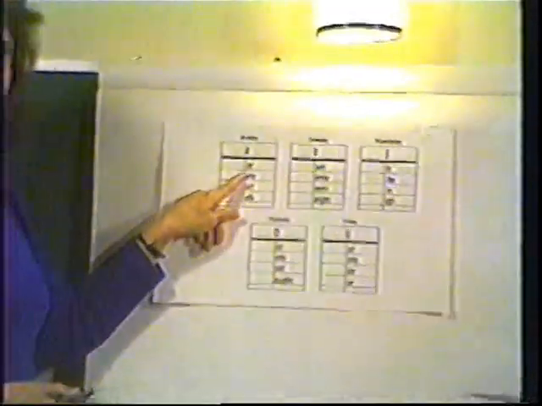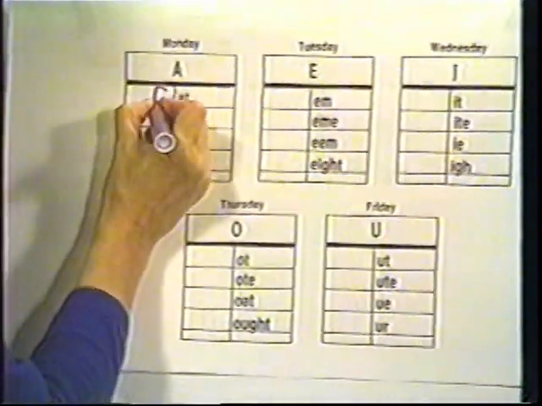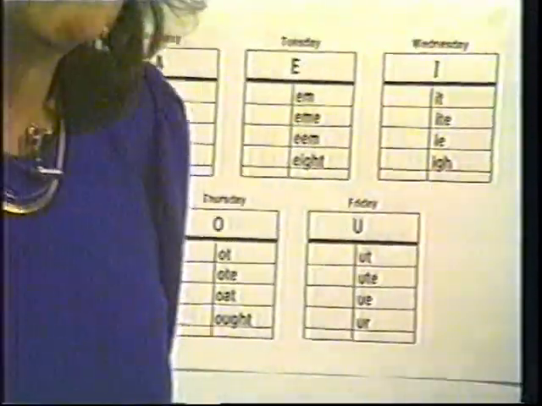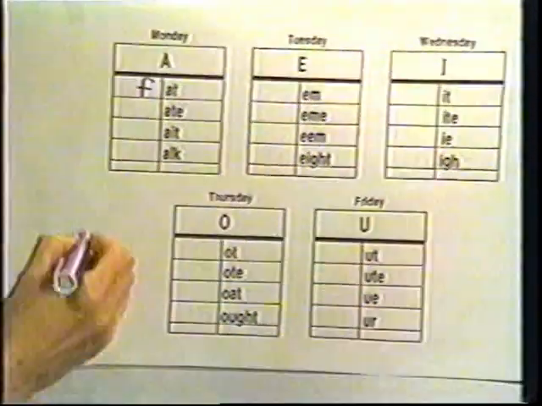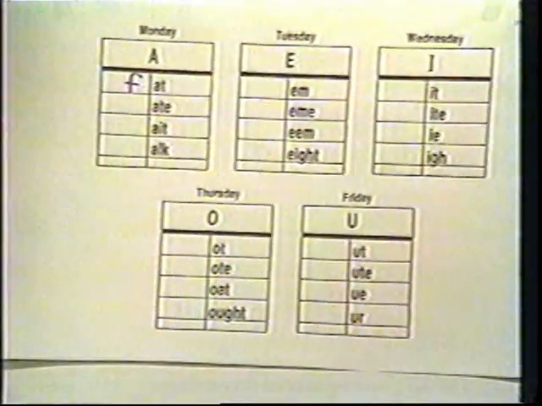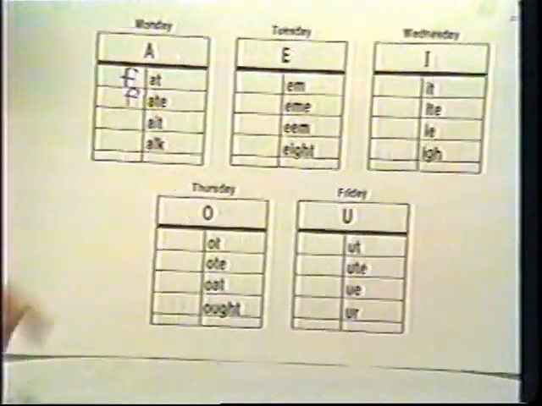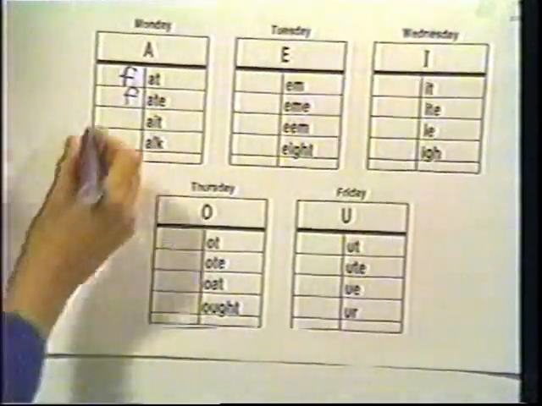Why is this family short? Because there's only one vowel. Add an F. What's the word? Fat. Okay. Why is this family long? Because there's an E on the end. What's the family? Ate. Add an F. What's the word? Fate. Why is this family long? Because 2 vowels together. Add a W.